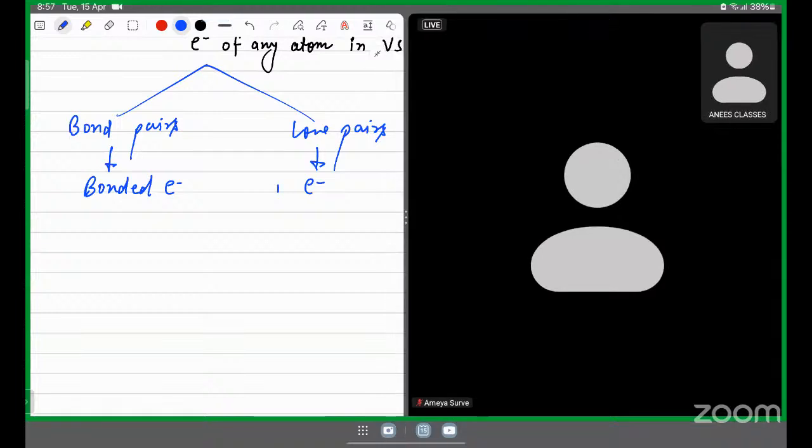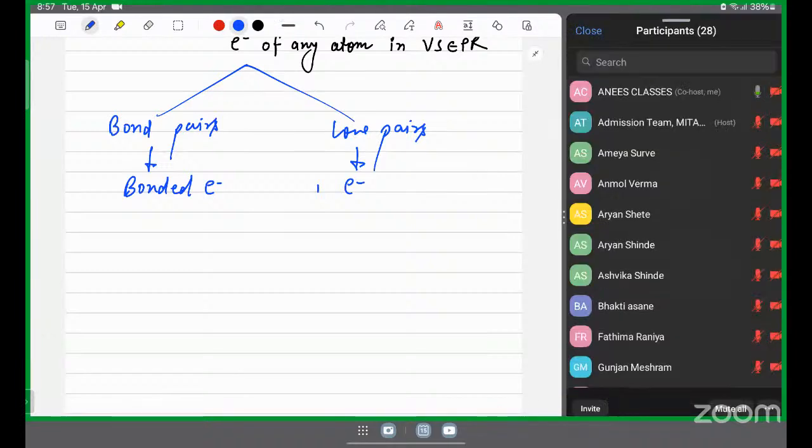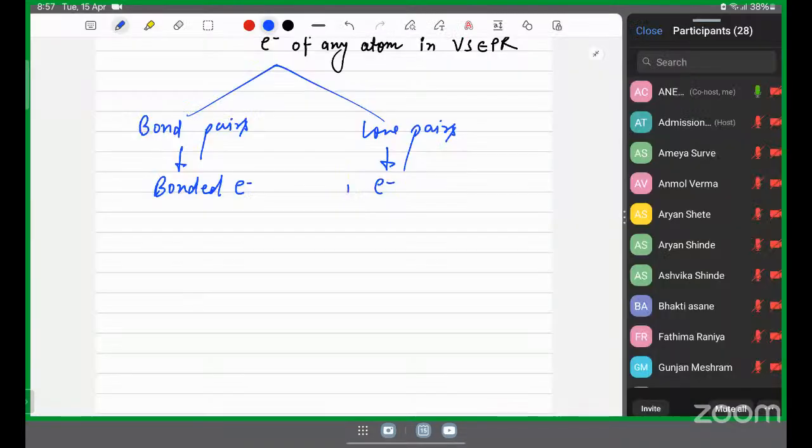So in VSEPR theory, we have two types of electrons. One is bond pairs, another one is lone pairs. Lone pairs are the electrons which are not used to form a chemical bond. These electrons are totally of the atom. And if the atom wants, it can donate or share these electrons with any other atom.